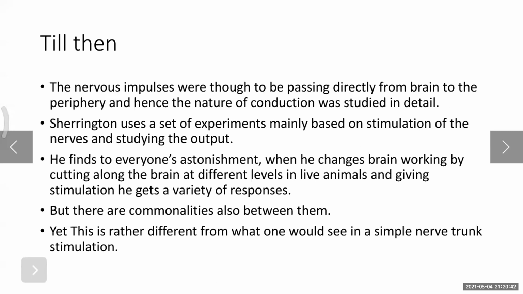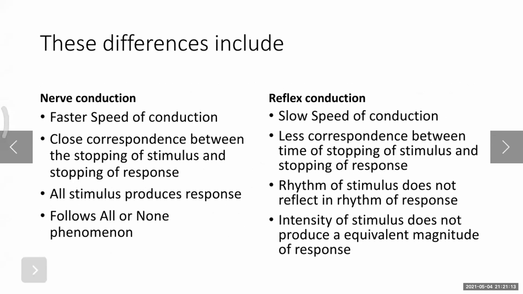So there were differences when there was a cut at the spinal level. There were differences when there was a cut at the brainstem level, and at other levels. At the same time, he also saw that many of these responses also had some similar properties. But eventually, all these properties, whatever he had seen in these reflexes, were very different from those of a simple nerve trunk stimulation. Okay. All right. So, what were the differences he found? So, Sergio had started a presentation and she had given a lot of features. All right. So, we will look into it again.